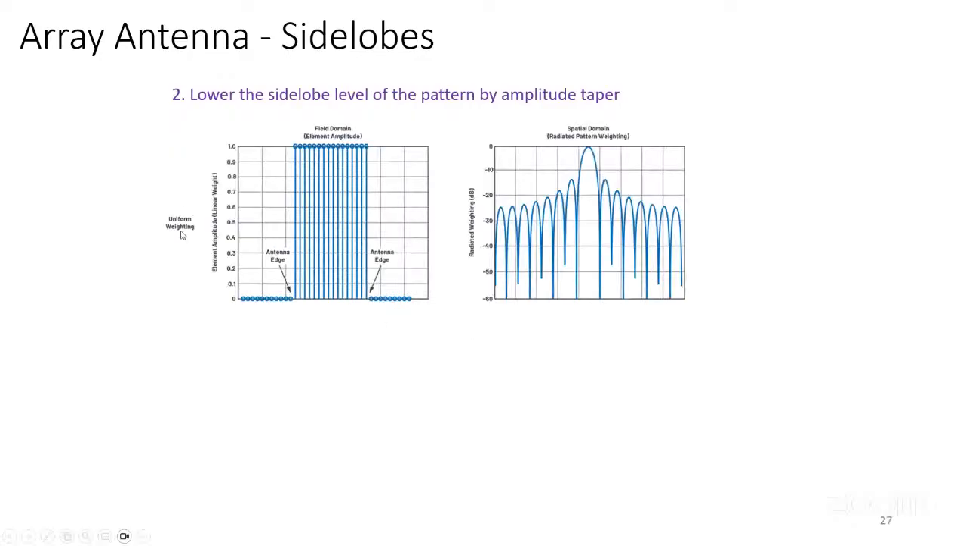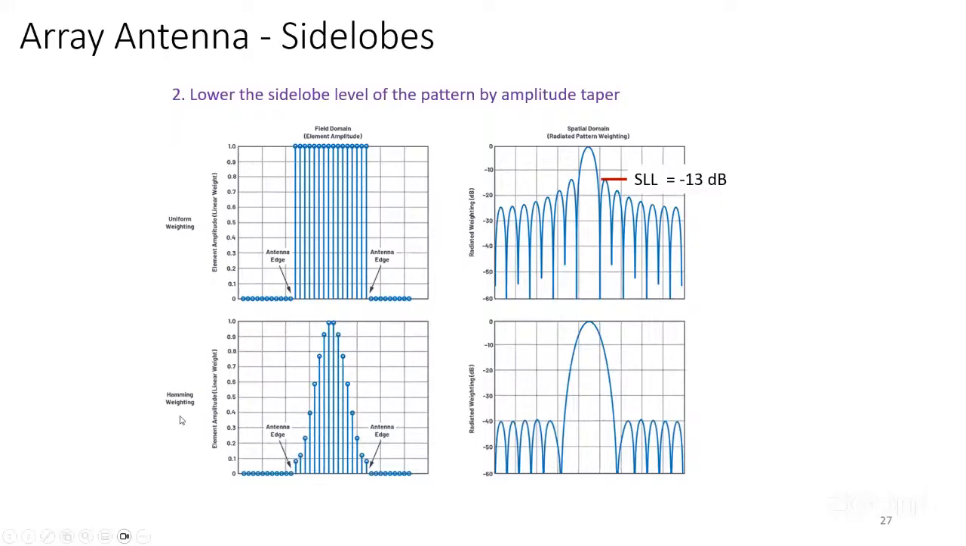Uniform weighing method. If you use the uniform weighing method, we'll get a worst case side lobe level of 13.5 dB. If you use a different taper method, here in the first case we are giving all elements equal amplitude and phase. For that, we are getting a narrow beam with a worst case side lobe level of 13 dB.